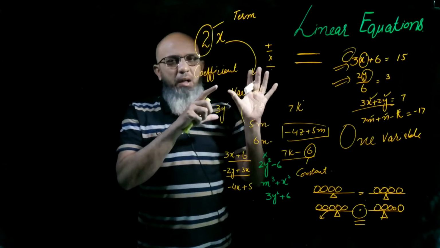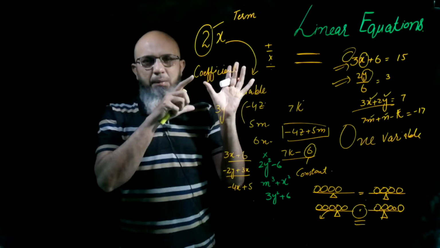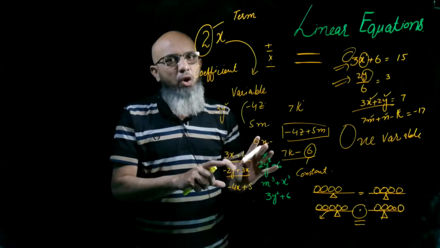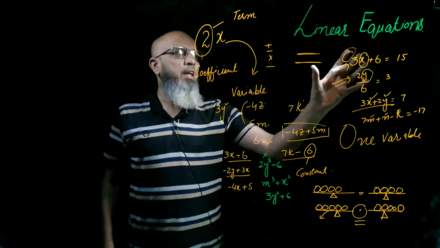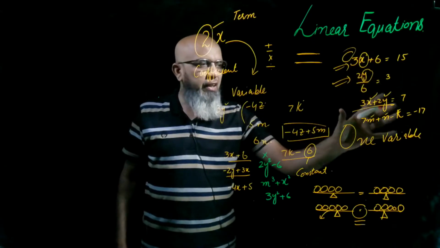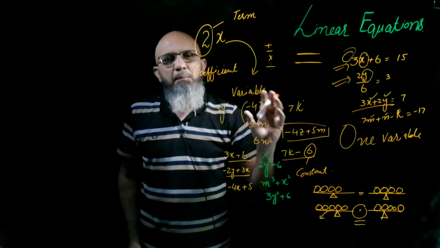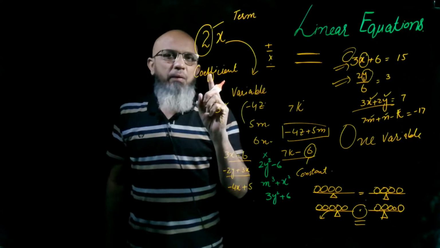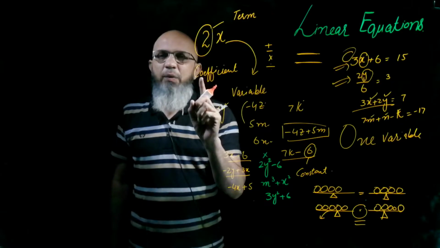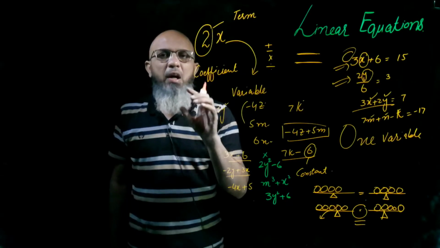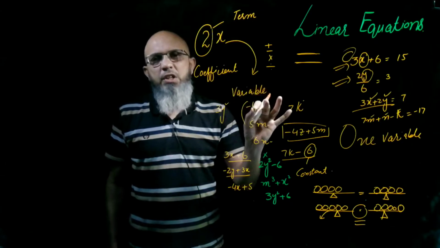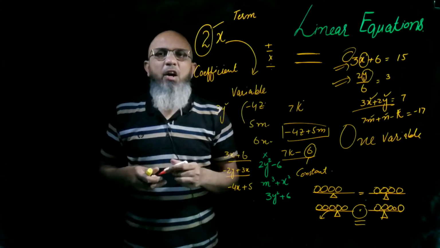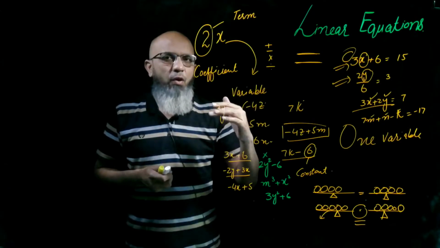What is an algebraic term, what is an algebraic expression, what is a coefficient, what are the variables, what are the constants, and what are linear equations, what are linear equations of different variables. But we will discuss only linear equations of a single variable, only one variable, and how to solve these equations in algebra.